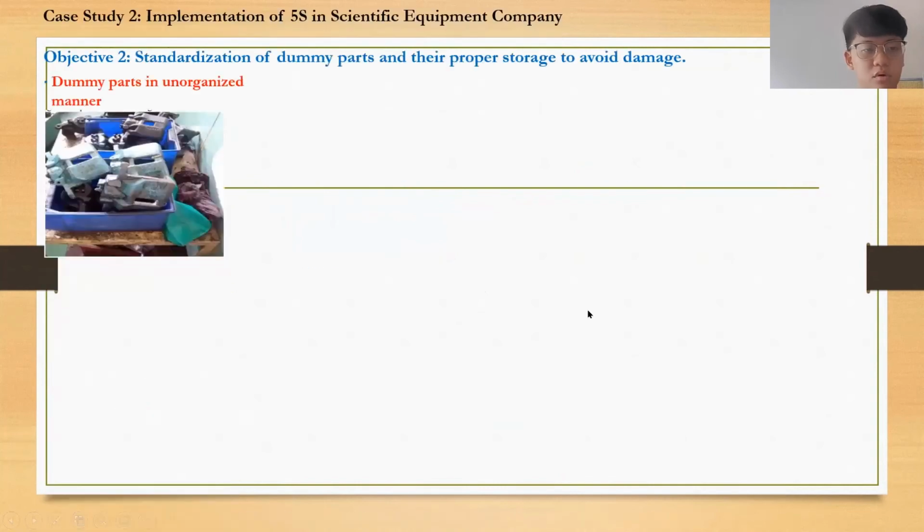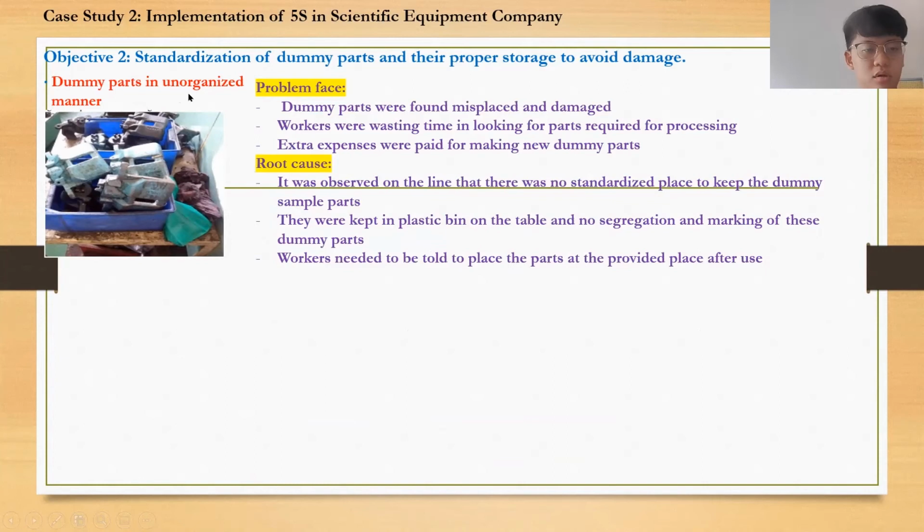Number two, the objective is to standardize the dummy parts and their proper storage to avoid damage. First, we see the picture here, the dummy parts in an uncategorized manner. The problem faced is that the dummy parts were found misplaced and damaged. The workers were wasting time looking for parts required for processing, and extra expenses were paid for making new dummy parts.